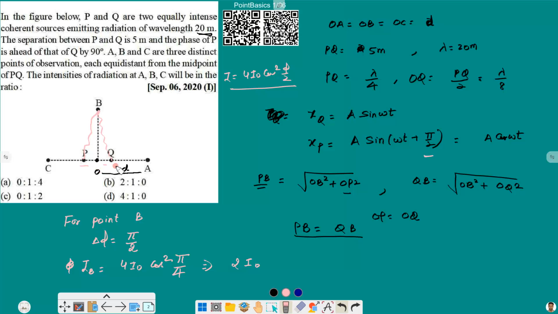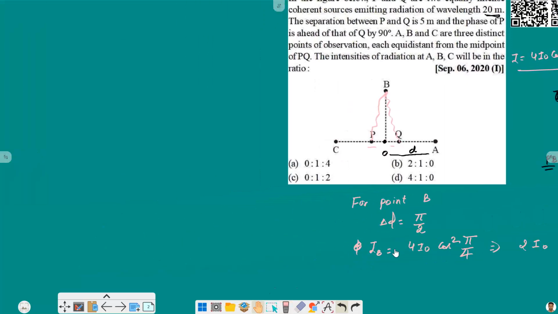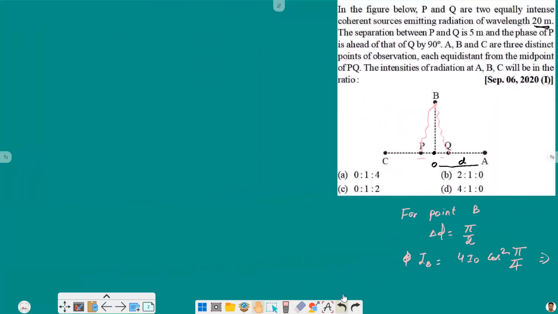Now let us move to the point A. So for that, let me drag it. Now we are going for calculation of point A. Now we can write that PA will be equal to OA plus OP, and QA will be equal to OA minus OQ.